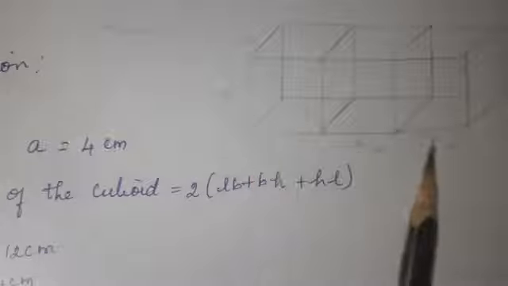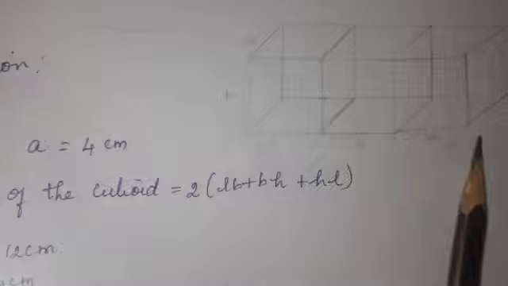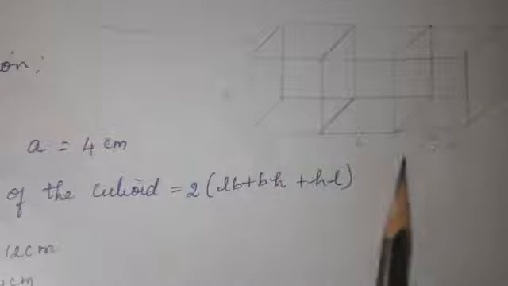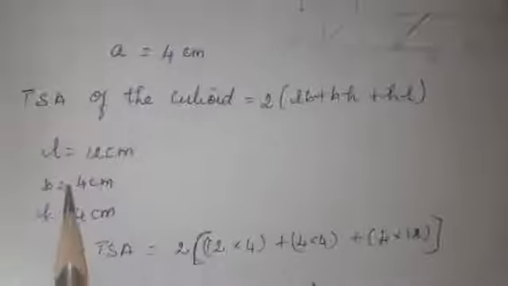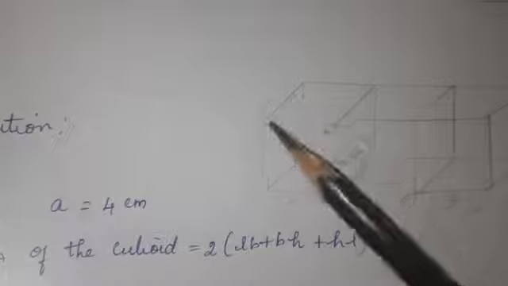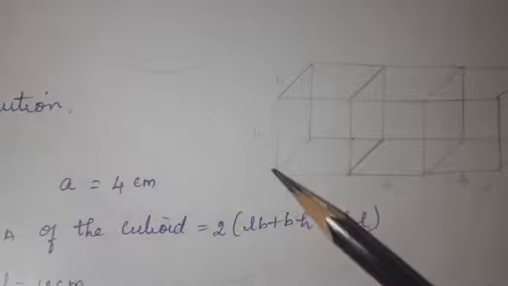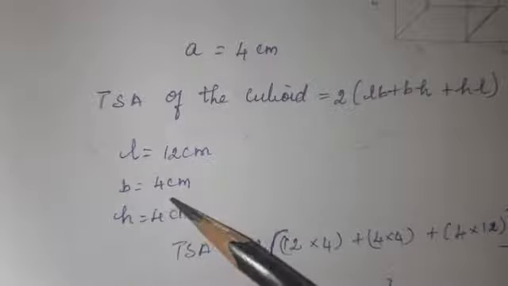So what is the length? You see the first cube is 4, the second cube is 4, the third cube also 4. When we add, you will get 12 centimeter. That is, I have written that L value is 12 centimeter. The breadth is not changing, so breadth value is 4. Then height is the same. Height is 4. Therefore, B is equal to 4 centimeter.